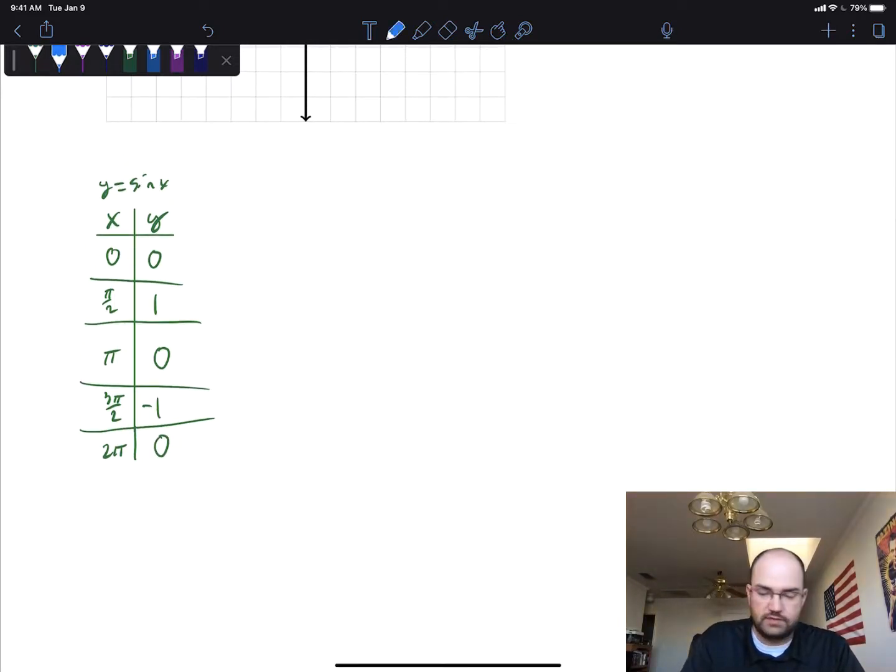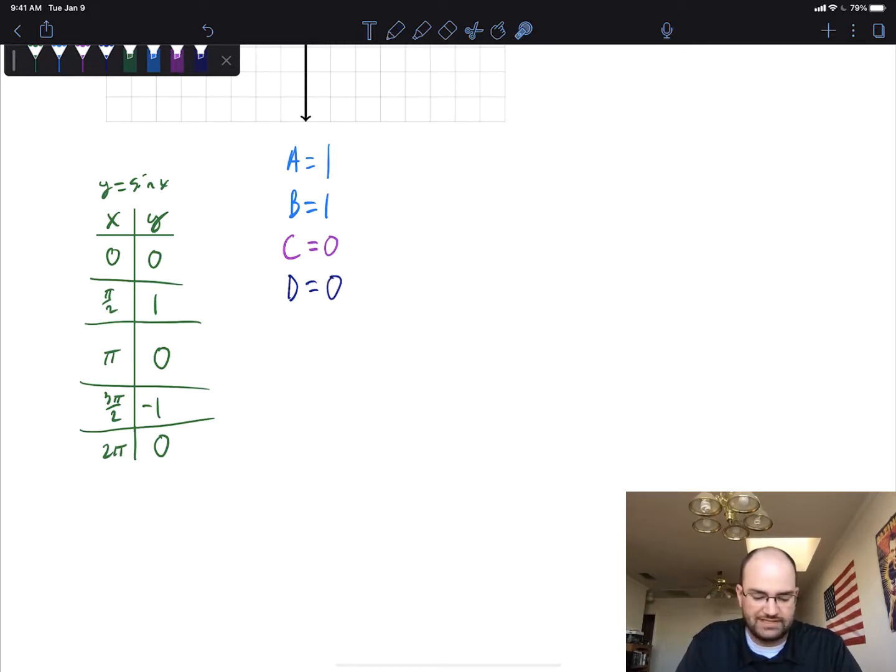Now, we do want to go ahead and list everything here. A here is 1, B here is 1. So A is the number in front, B is the number in front of x. Now, C and D are your other translations. So C would be your phase shift, but you would have to have something else in the argument here, so that means that C is 0. And D is your vertical translation, or your vertical shift, and that's not there either because there's nothing out here by itself. Now, this tells me a few things.